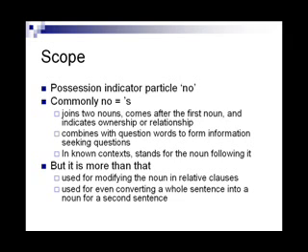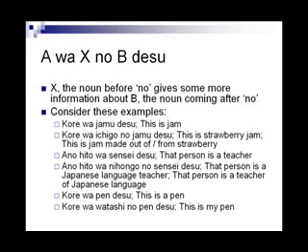It comes after the first noun and indicates ownership or relationship between the two nouns. No combines with questions to form information-seeking questions about ownership, relationship, or content, etc. In a known context, it stands for the noun following it. It also is used for modifying the nouns in relative clauses. It's used even in converting a whole sentence into a noun for a second sentence. The basic structure where the particle no is used is A wa X no B desu. X, the noun before no, gives some more information about B, the noun coming after no.